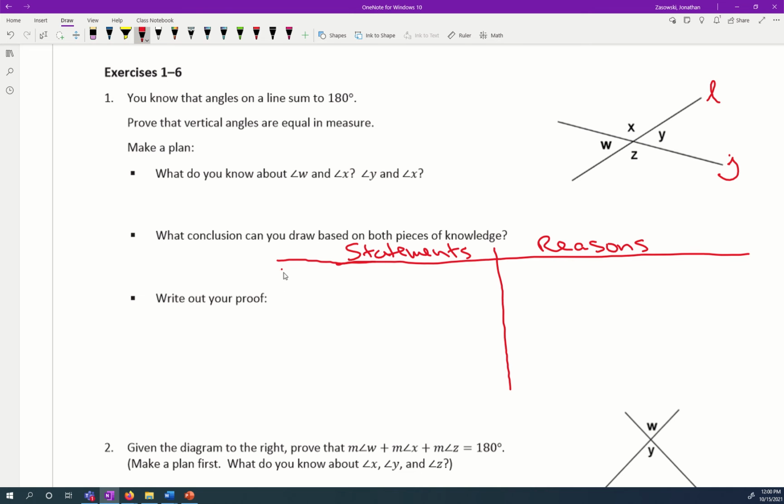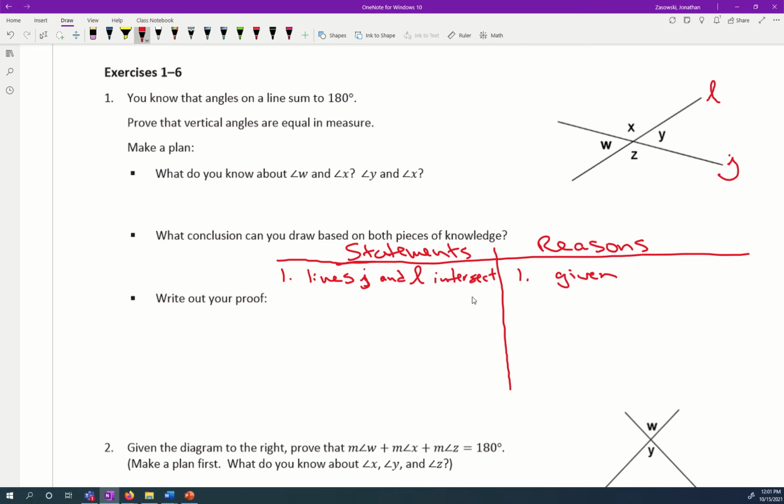So for our first statement, we're going to write, lines J and L intersect. That's our drawing. And the reason is, first reason's always, Kara, first reason? Given. Perfect. Heard it over here too. Awesome.